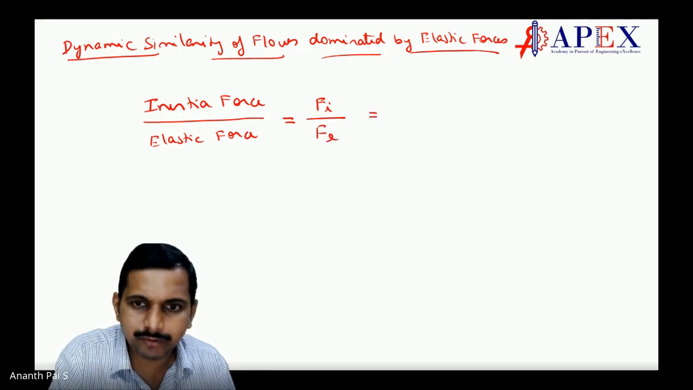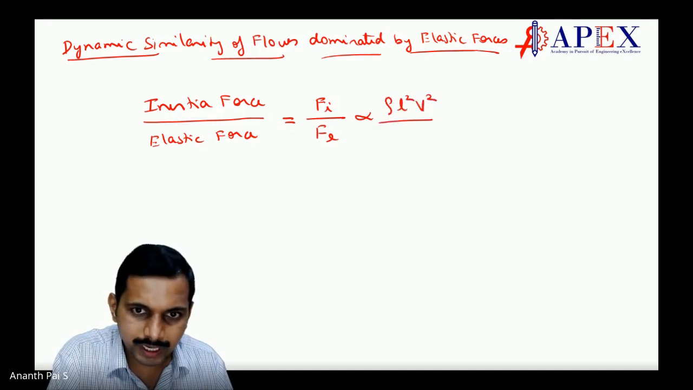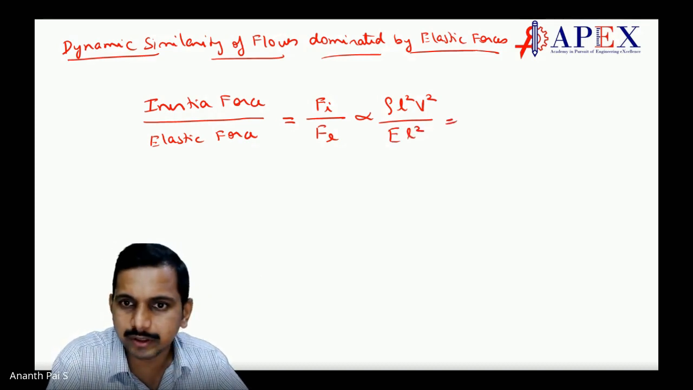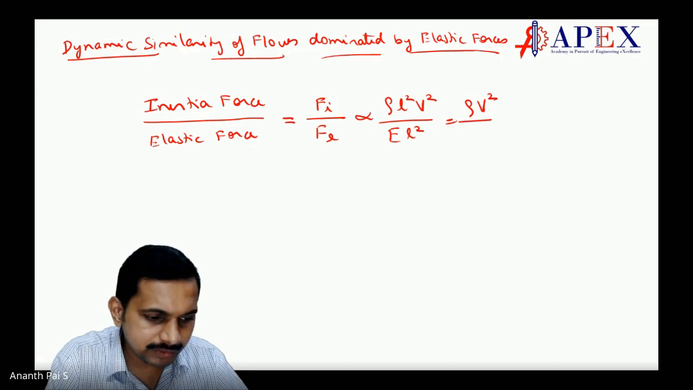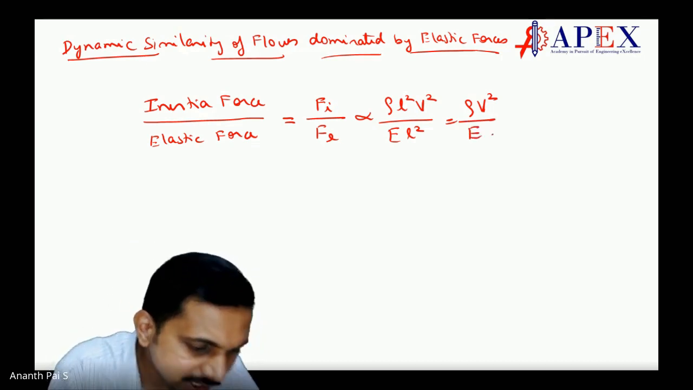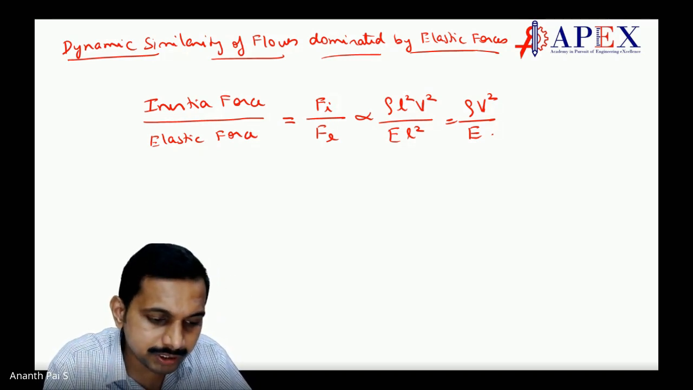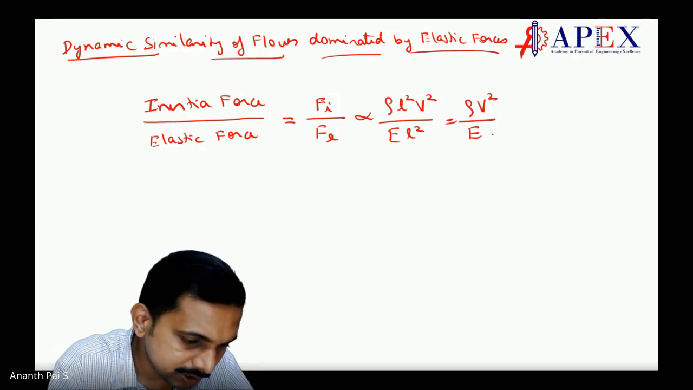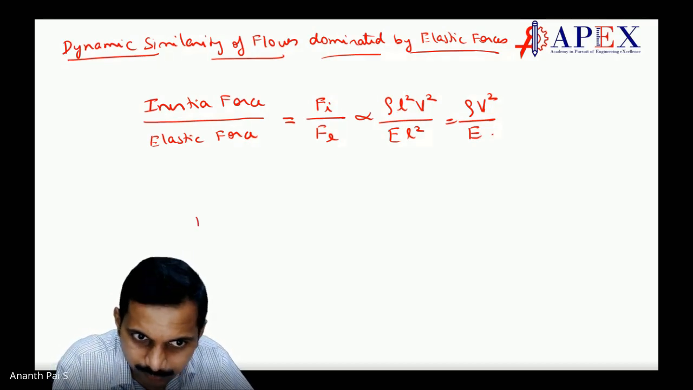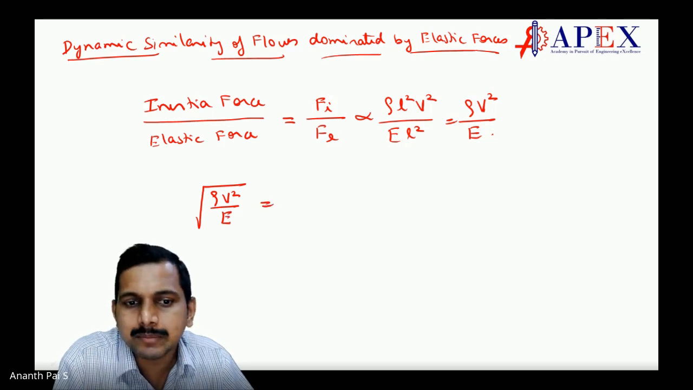What is inertia force? This is proportional to rho L square V square. And what is elastic force? It is E L square, and that is equal to rho V square divided by E. And this rho V square divided by E is related to our Mach number. How it is related, let us see. Okay, so now if I consider square root of rho V square by E, that comes as Mach number.